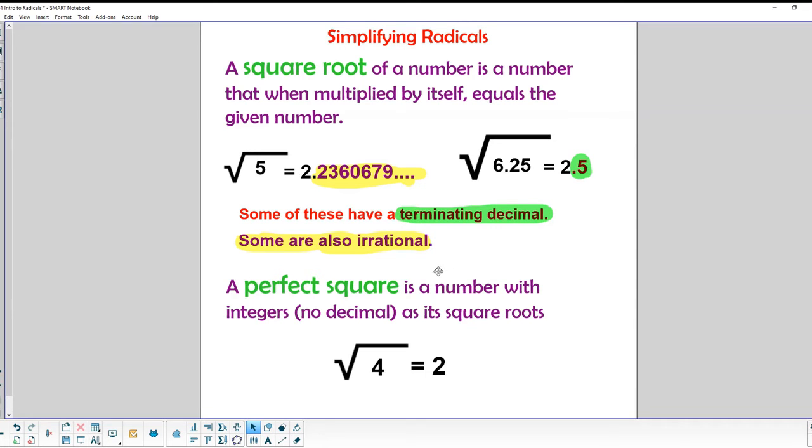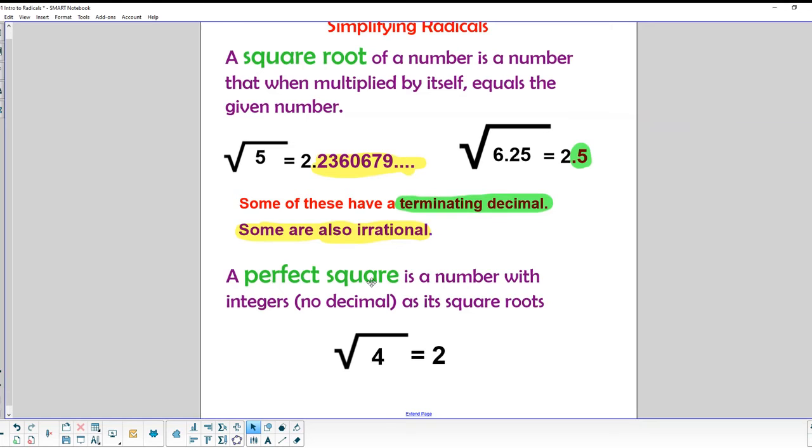Now, a third type of square root is called a perfect square. It's a number with integers and no decimals as its square roots. For example, the square root of 4 just equals 2. So that's what we would call a perfect square.